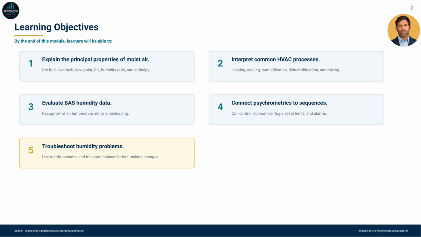You should also be able to connect psychrometrics to coil control, supply air reset, economizer limits, condensation alarms, and troubleshooting. In the field, this helps you avoid the common mistake of treating every humidity issue like a thermostat issue. Moisture has its own story, and the BAS professional must learn how to read it.